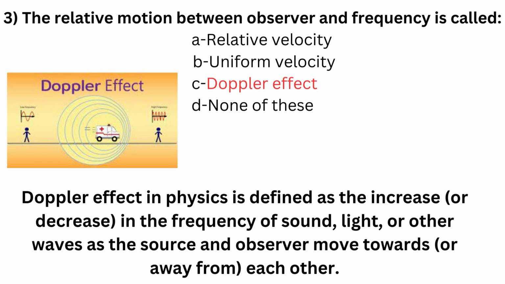And the relative motion between observer and frequency is called Doppler effect. So, Doppler effect in physics is defined as the increase or decrease in the frequency of sound, light, or other waves as the source and observer move towards or away from each other.